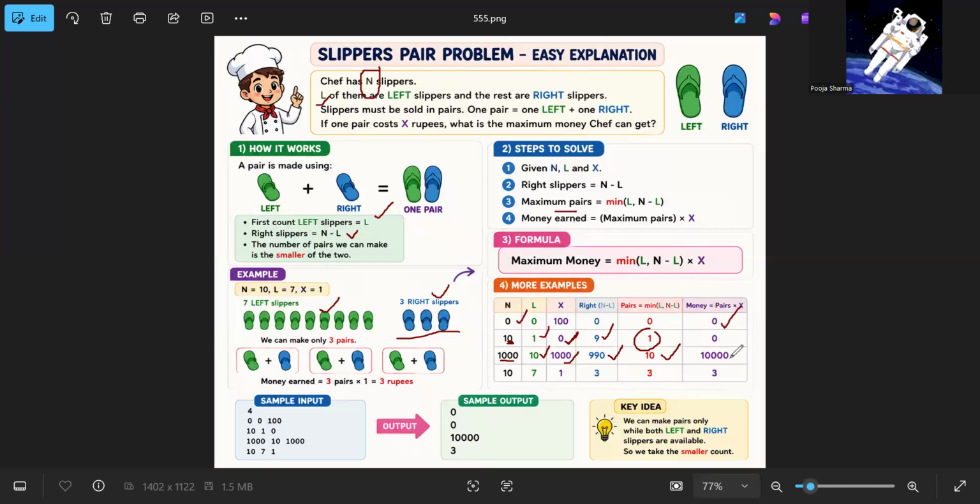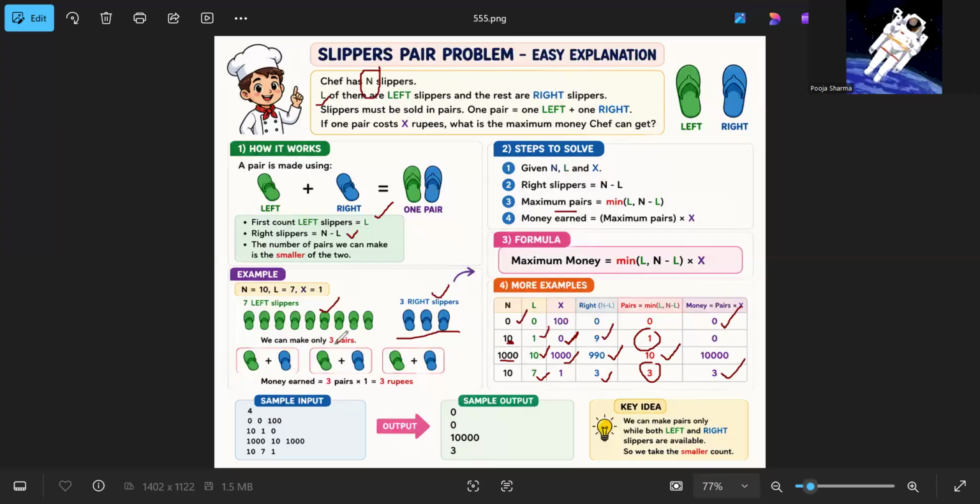Right? I think now the problem is very, very clear to everybody. Let's take another scenario. You have a total of 10, out of which 7 are left. Right? And how many for right? 3. Right? And then what you need to find? The minimum of both. So since the minimum is the right one, 3, it will go with the 3, as you can maximum have 3 pairs. Now the money is 3 multiplied by x. X is 1, so the output will give you 3. So this is the simple explanation of the problem.